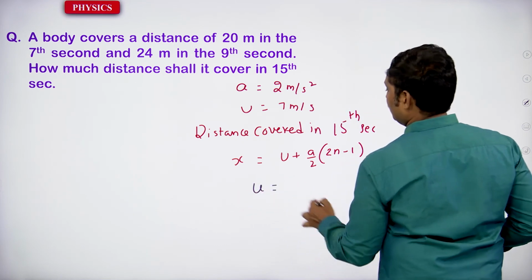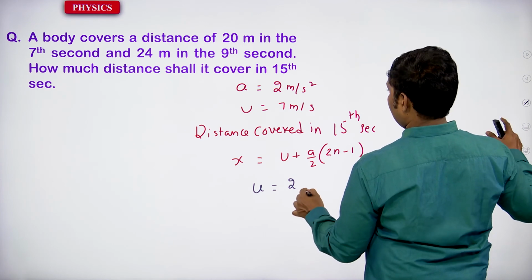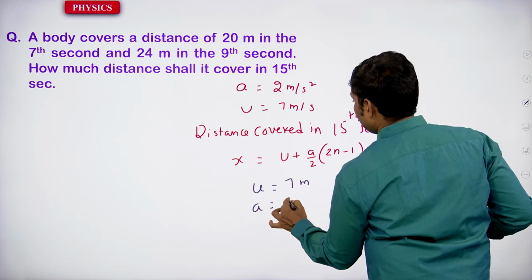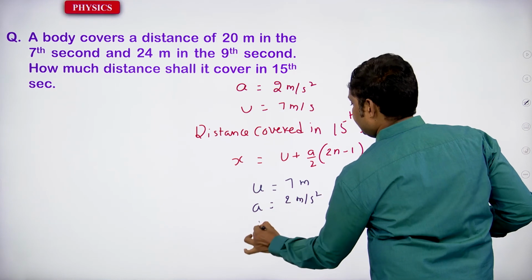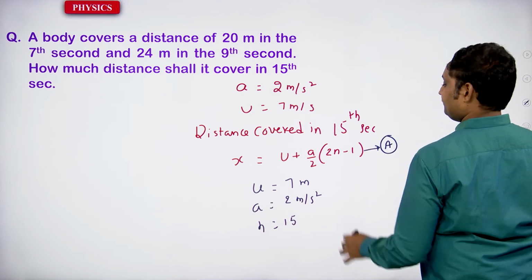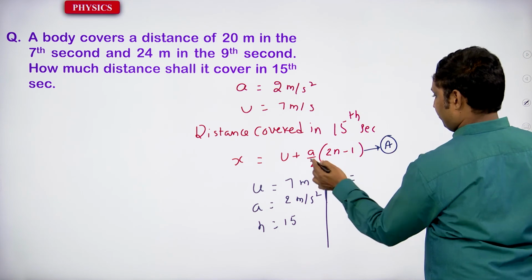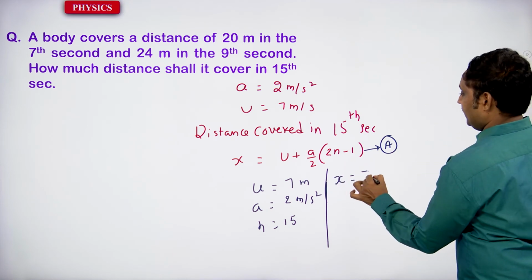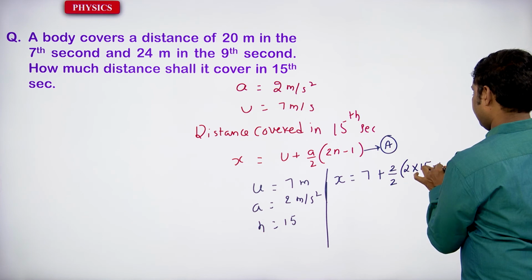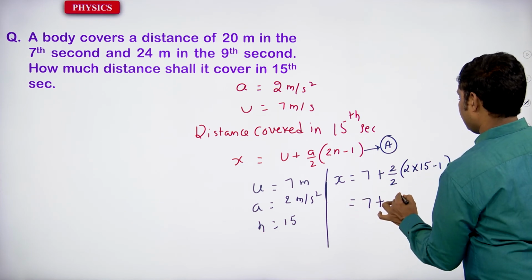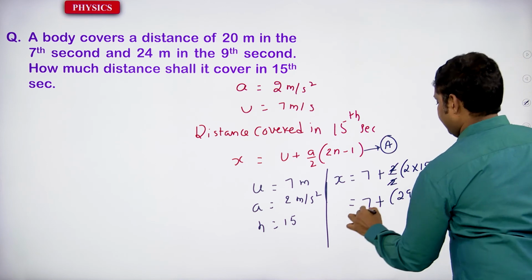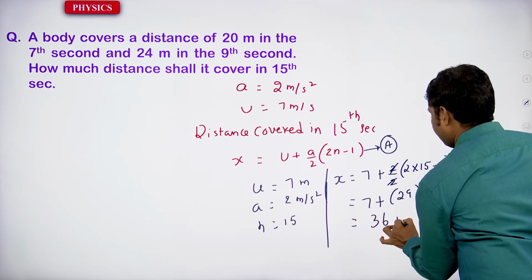U is equal to 7 meter per second and a is equal to 2 meter per second square and n is equal to 15. After getting all these substitutions, this is equation A, let us assume. Therefore, x is equal to 7 plus 2 by 2 into 2 into 15 minus 1, it is very clear, 7 plus 29, just you can get this cancellation and it is going to be 36 meter.